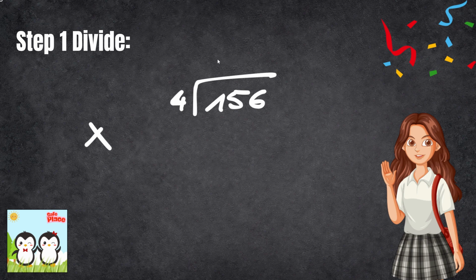4 goes into 15 3 times, because 3 times 4 equals 12. We cannot use 4, because 4 times 4 equals 16, and 16 is too large. So, write 3 on top as the first digit of our answer.